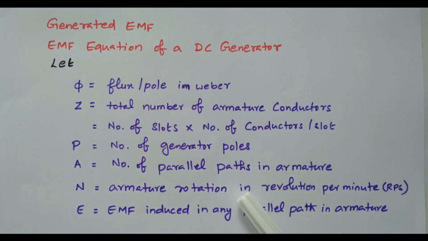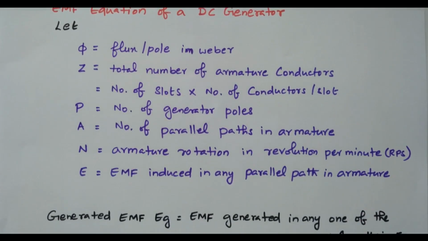This parallel path depends upon the winding, either wave winding or lap winding. Based on that, we can decide the number of parallel paths. N is the armature rotation in revolutions per minute, RPM. The speed of the DC generator is given by N, armature rotation, and the unit is revolutions per minute. E is the EMF induced in any parallel path in an armature. So the EMF is given for a parallel path in an armature. So these are all the various notations available.